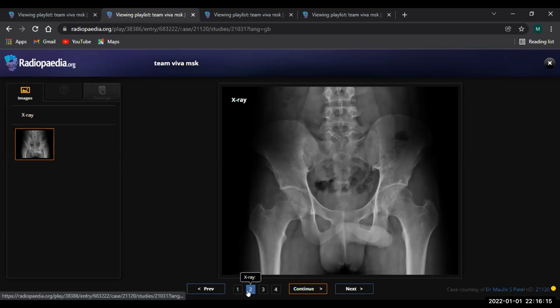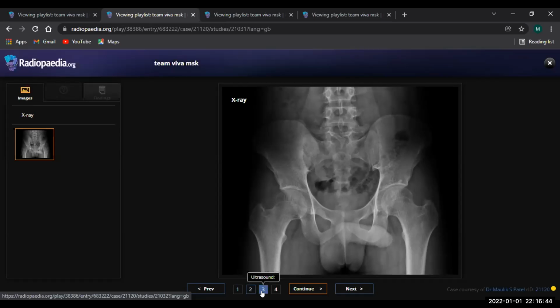If right side, this is the only pertinent finding. So just right SI joint slight sclerosis. If this is a long-standing case, maybe there's inflammation there. Although, yeah, 20-year-old, asymmetric SI joint involvement, psoriatic arthritis, one of the main differentials.